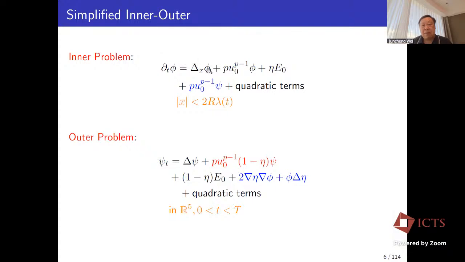So the inner problem is the linearized parabolic problem with nonlinear terms, but only in this region where x is less than 2R lambda. And the outer problem enters into the inner problem by this p minus 1 term. The outer problem is solved in the whole space, from t0 to capital T, and it connects all the remaining error. And the inner problem enters into the outer problem by this cutoff function.